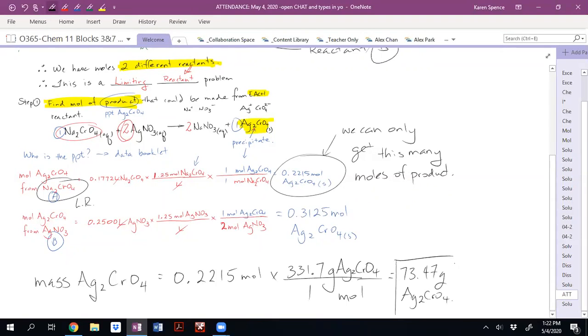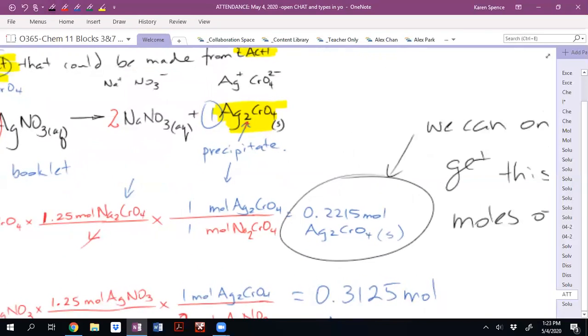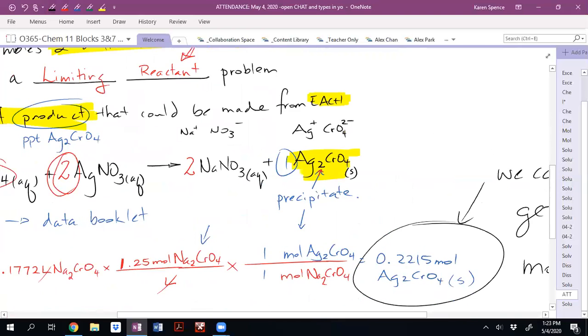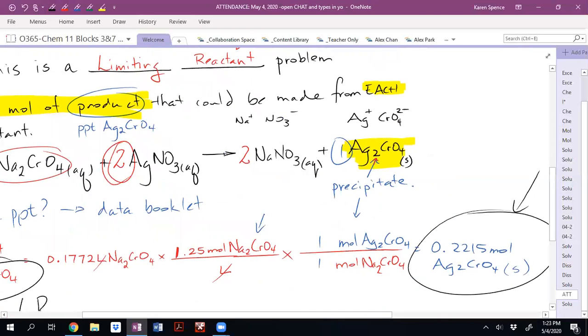Miss Benz, I have a question. Yes. Can you tell me how to find the precipitate again? I forgot. Yes, absolutely. So how do you find the precipitate? First, you predict your products. I'm just going to zoom in on the reaction right now. We look at our two products. We have NaNO3 and we have silver chromate.